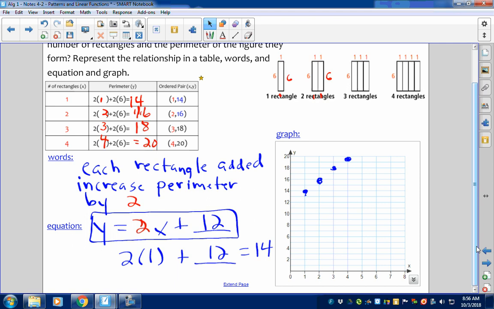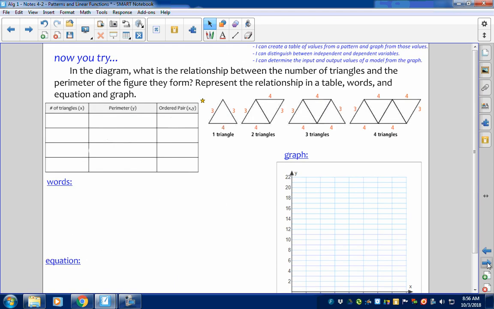All right, one for you to try here. So this is with triangles. In the diagram, what is the relationship between the number of triangles and the perimeter of the figure they form? Represent the relationship in a table, words, and equation, and graph. So when you have one triangle, here's the setup. It's just like the last one.